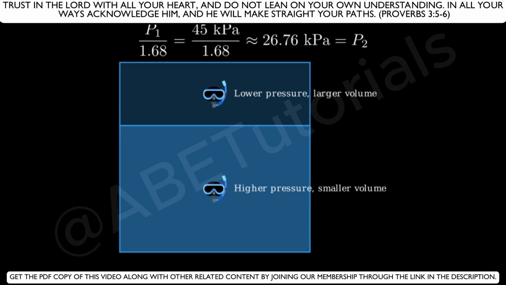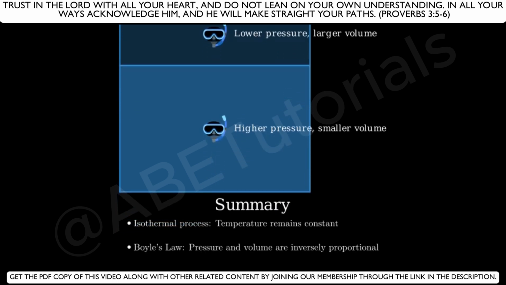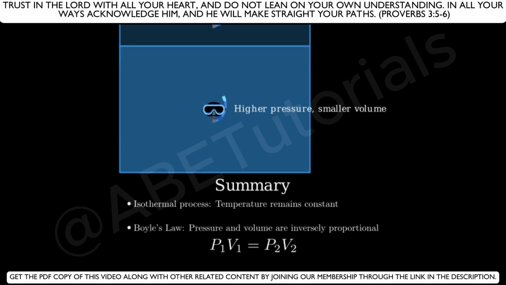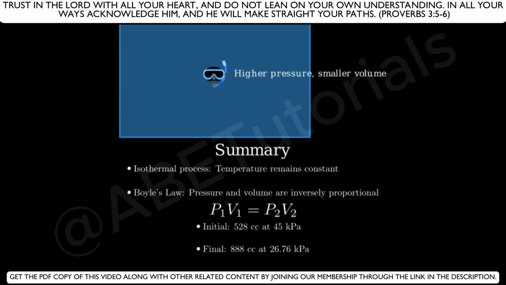Let's summarize what we've learned. In an isothermal process, the temperature remains constant. For such processes, Boyle's law tells us that pressure and volume are inversely proportional. Mathematically, P1V1 equals P2V2. In our problem, we had a gas with initial conditions of 528 cubic centimeters at 45 kilopascals. After an isothermal expansion to 888 cubic centimeters, the pressure decreased to 26.76 kilopascals.